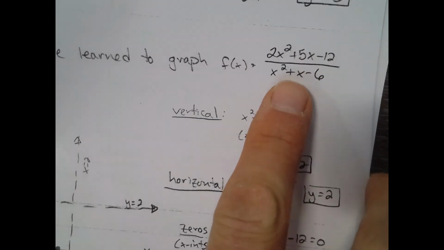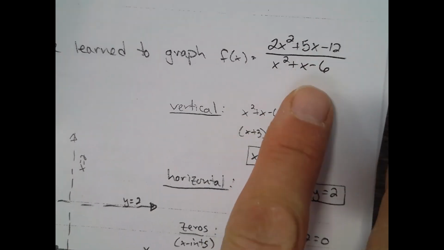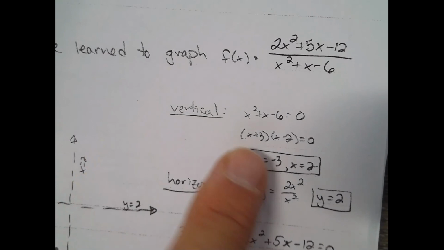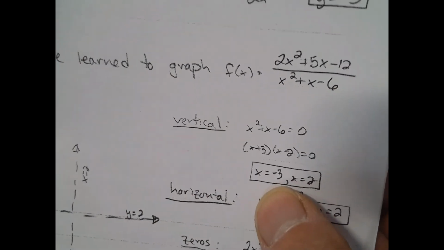This is the problem right here. These are the characteristics of the graph. You find the vertical asymptote. x equals -3.